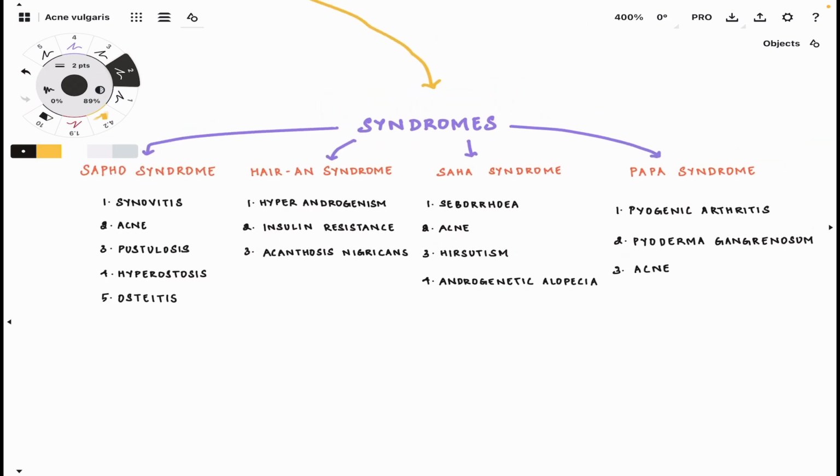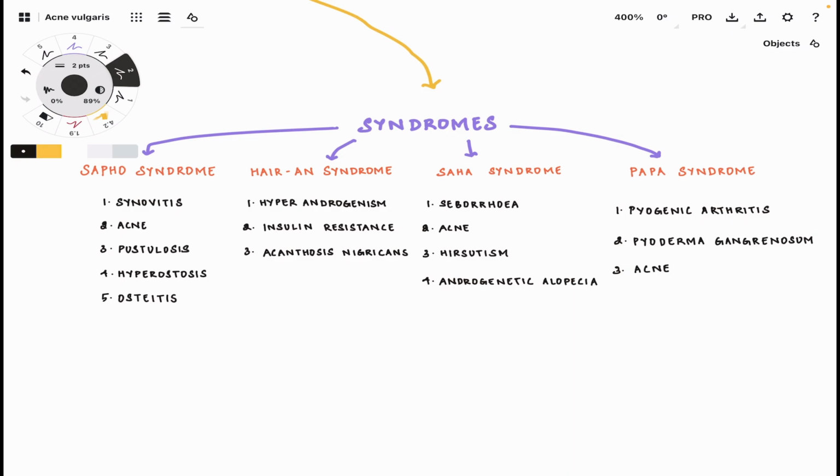The next concept we have in acne is syndromes related to acne. First syndrome is SAPHO syndrome. The components of this syndrome are synovitis, acne, pustulosis, hyperostosis, and osteitis. The next syndrome is HAIR-AN syndrome. The components of this syndrome are hyperandrogenism, insulin resistance, and acanthosis nigricans.